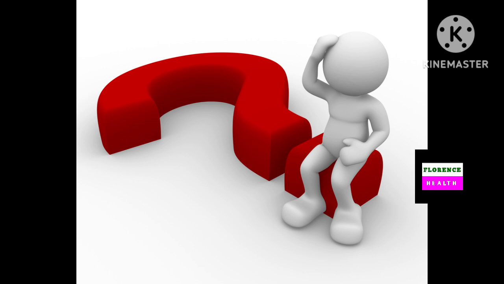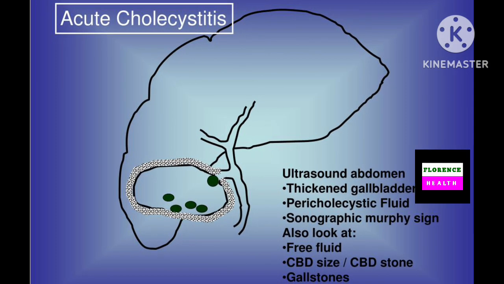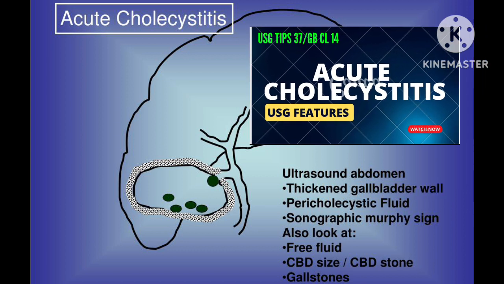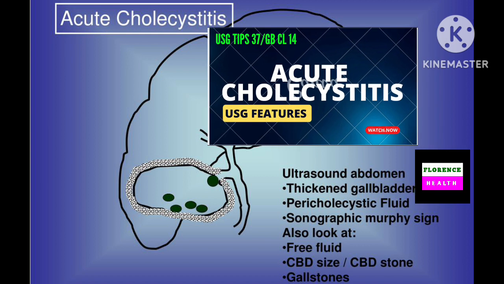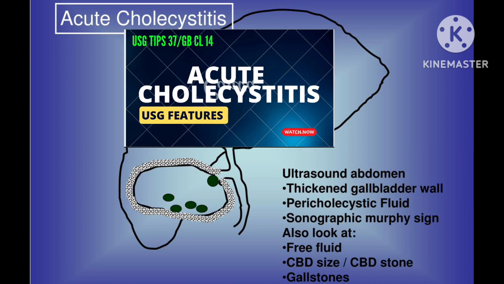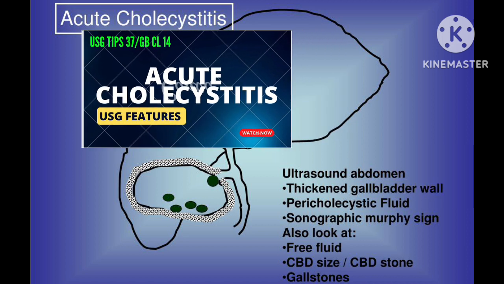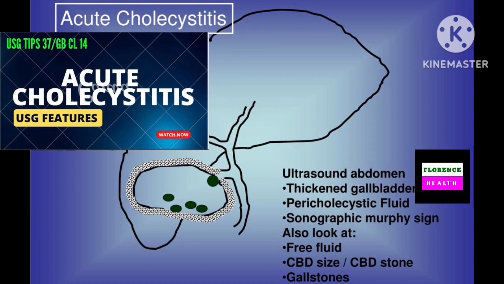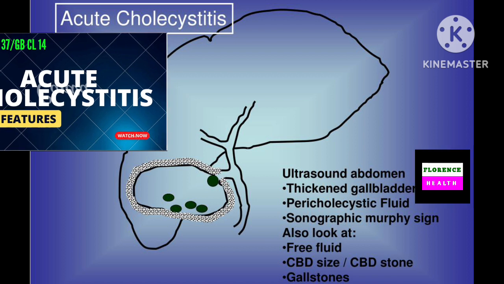Sandwich appearance of the gallbladder wall is seen in both inflammatory and non-inflammatory conditions. Let us discuss how to distinguish between these two. Sonographic features of acute cholecystitis are: first, presence of thickened gallbladder wall which is more than 3 mm. Second, presence of pericholecystic fluid. Third, presence of sonographic Murphy sign. Fourth, presence of gallstone. Go through my previous videos for details.